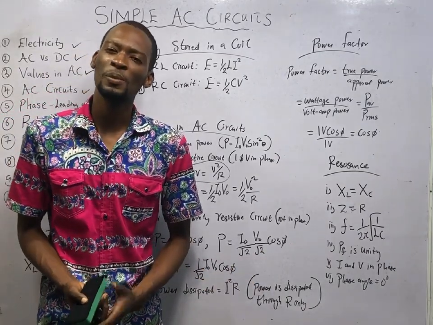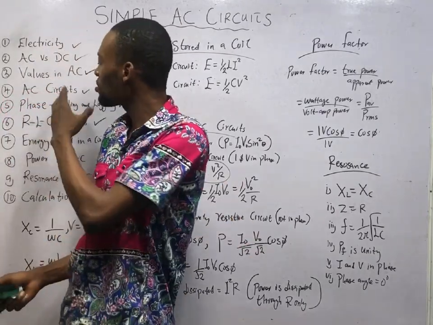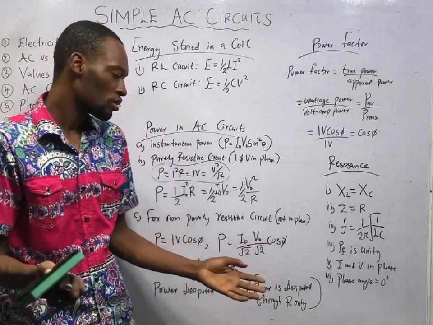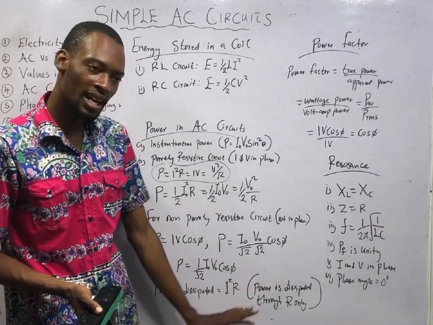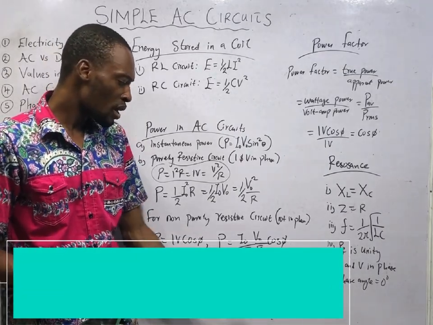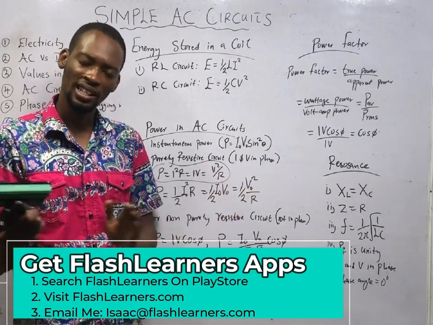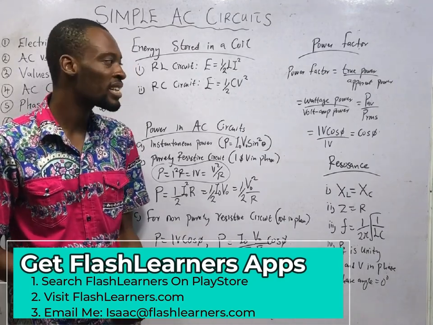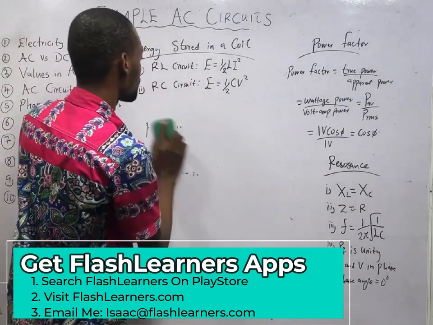The reason I'm not explaining this aspect deeply is because I've taught all this under values in AC: instantaneous, peak value, root mean square, mean value. So power dissipated in AC circuit is I squared R. How come we are not adding capacitance and inductance? This is because power is dissipated through resistors only. Power is not dissipated in capacitors and inductors. So power dissipated for non-purely resistive circuit is I squared R. So with this, we are done with this.